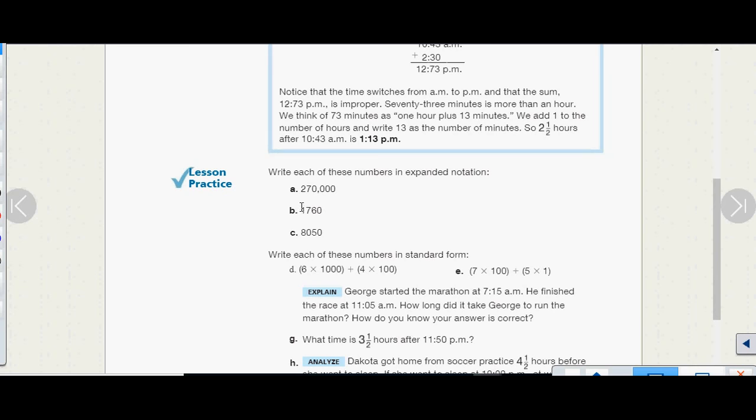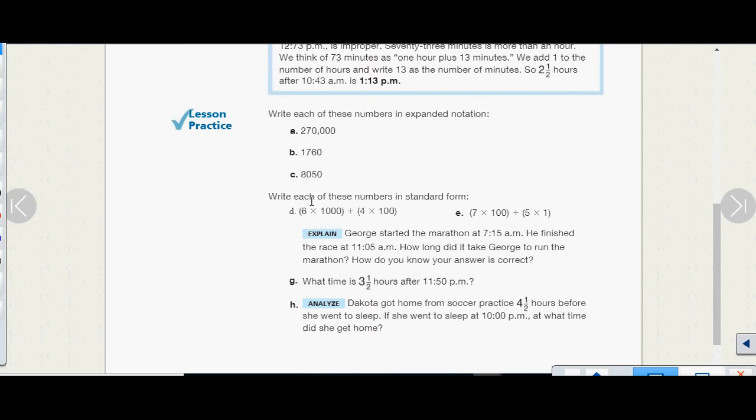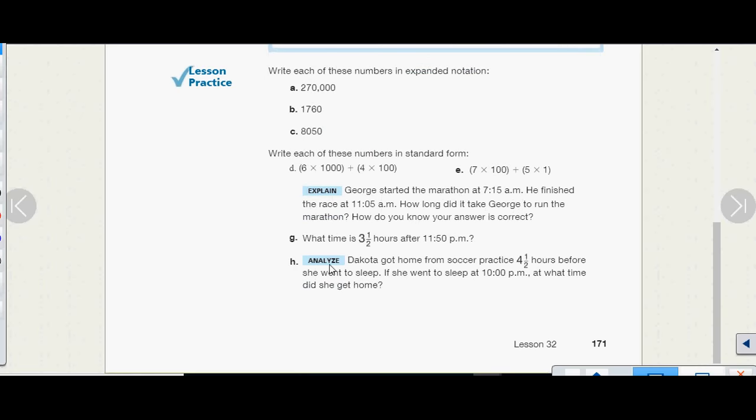Let's do expanded notation for C. Standard form for D, which isn't bolded, interestingly enough. I don't know why. And then let's do G and H because those are extra challenging. So C, D, G, H.